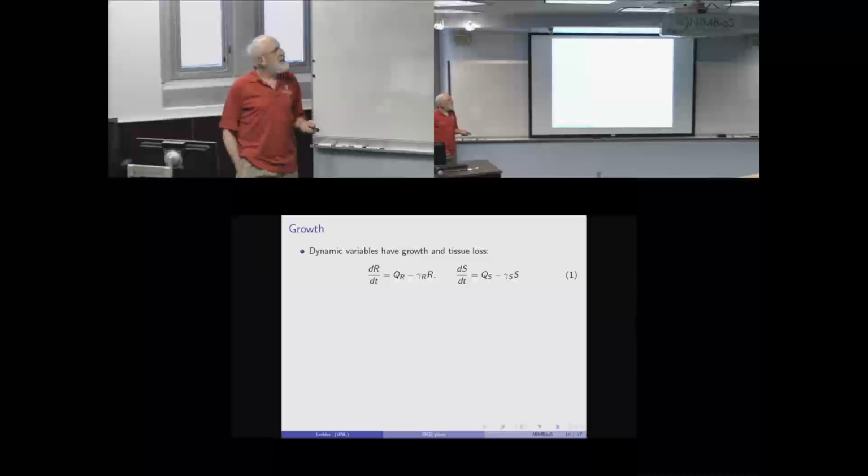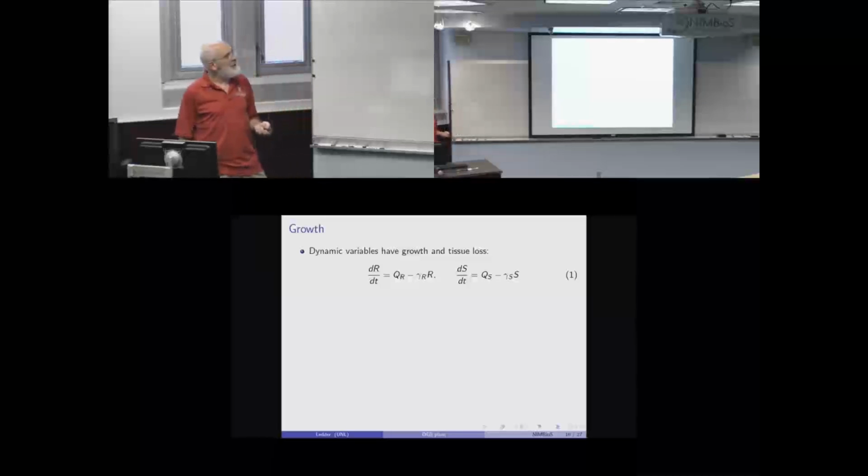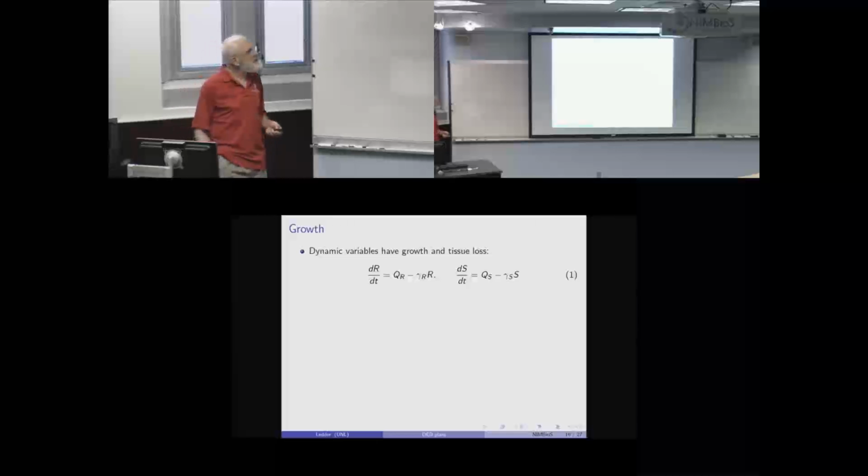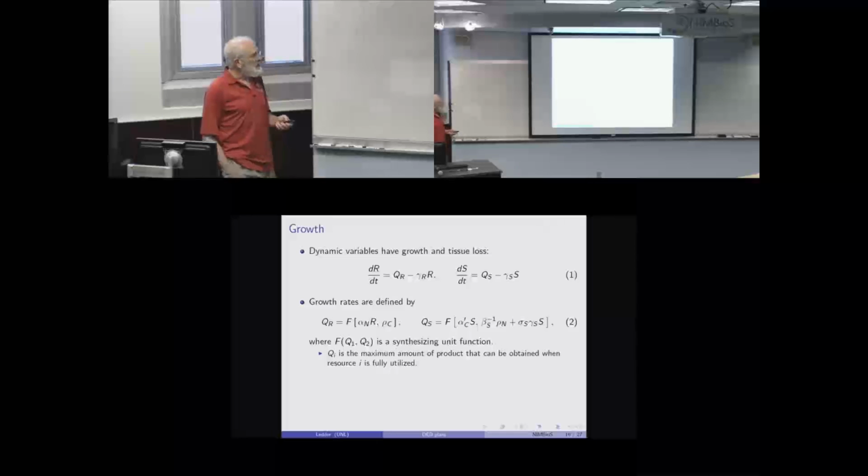All right, so from the diagram, the dynamic variables have growth and tissue loss, so you get a differential equation. The overall rate of change of roots is the rate they're produced minus the rate at which they're lost, and same for shoots. Growth rates are defined by some synthesizing unit model to be specified later.